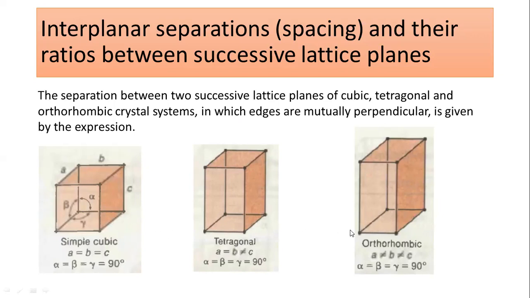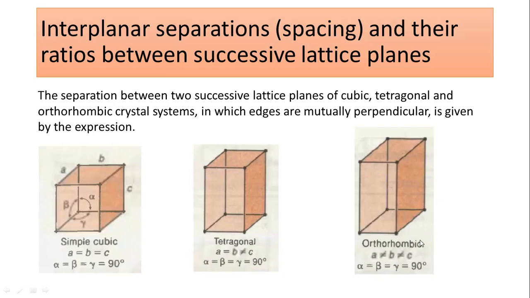One common thing in these three systems is that the edges are mutually perpendicular, because the angles alpha, beta, and gamma, between the x-axis, y-axis, and z-axis, are 90 degrees. That means all the edges are perpendicular to each other. In the cubic, the three lengths, that means the intercepts at the x-axis, y-axis, and z-axis, are the same. But in the tetragonal, a and b are the same, but not equal to c. But the angles alpha, beta, and gamma are 90, and that's why these are perpendicular to each other.